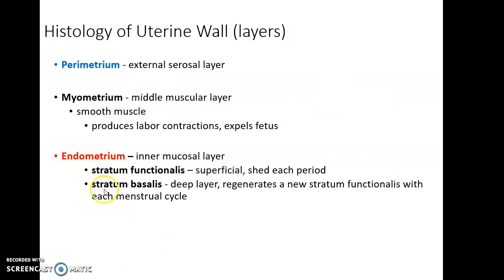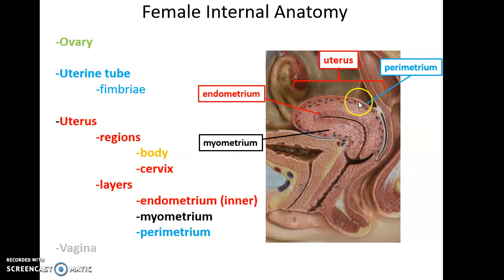And then the innermost layer is the endometrium. Endometrium is broken down into 2 smaller layers, the stratum functionalis, which is shed each month during the period, and the stratum basalis, which is always present and reforms the stratum functionalis. So again, superficial layer is the perimetrium, deep to that is the very thick myometrium, and then deep to that is the endometrium, which is lining the inside of the uterus around the uterine cavity.